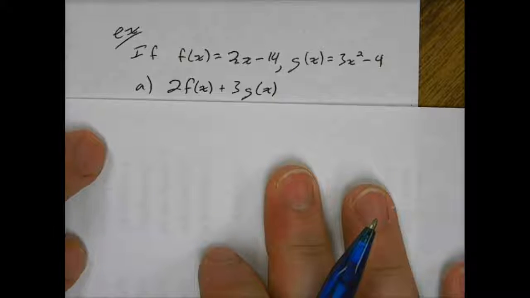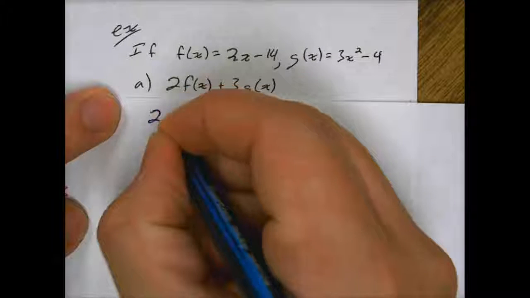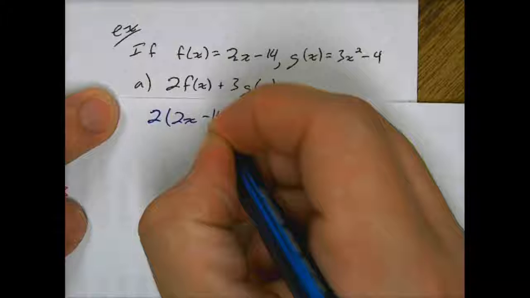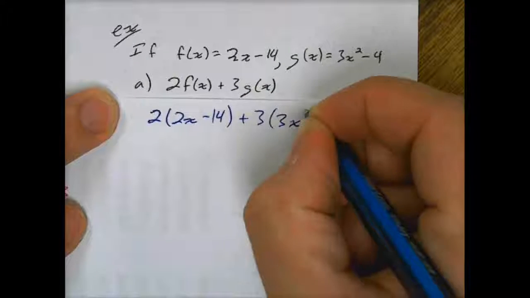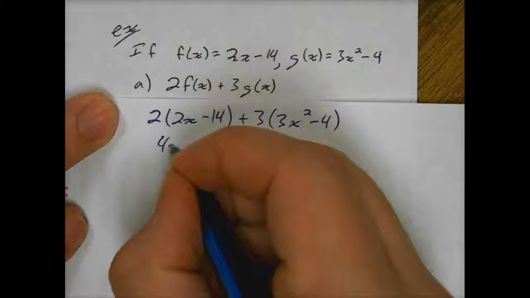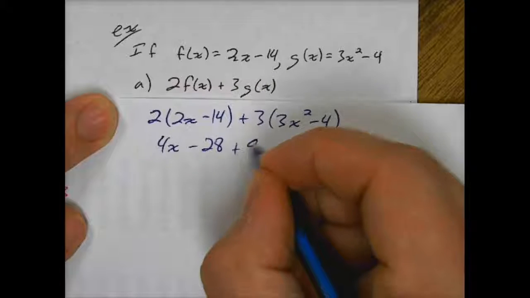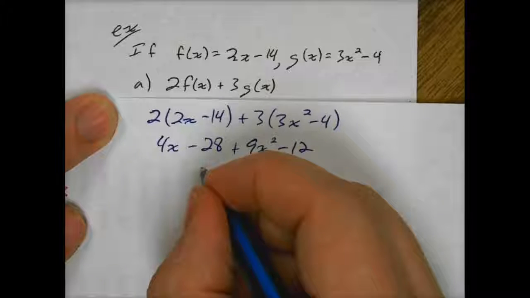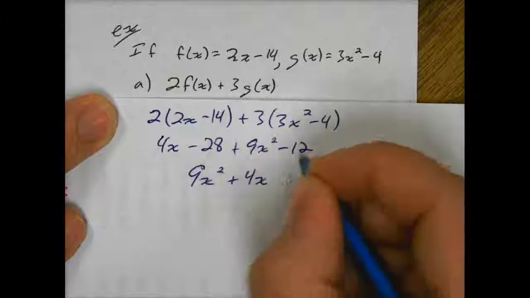So we have 2 times f of x plus 3 times g of x. So 2 times what f of x is, well, that's 2x minus 14 in this case, plus 3 times what g of x is, in this case it's 3x squared minus 4. So I will distribute the 2, so this is 4x minus 28, distribute the 3, so plus 9x squared minus 12. Combine like terms, so 9x squared plus 4x minus 40.